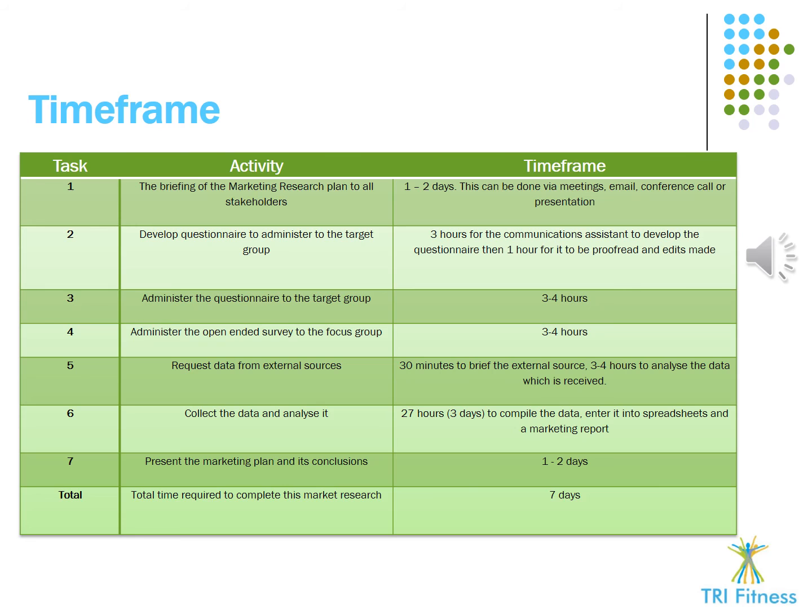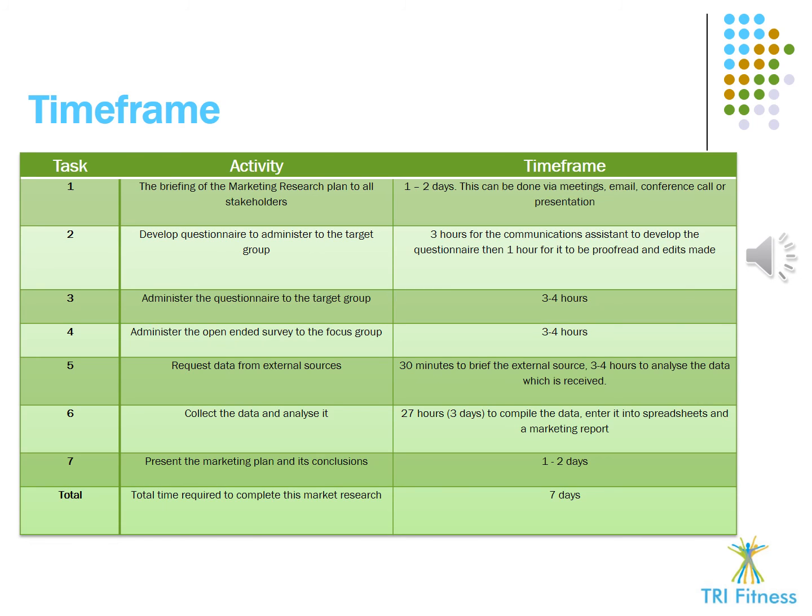Task number 2, develop questionnaire to administer to the target group. This will take 3 hours for the communications assistant to develop the questionnaire, then 1 hour for it to be proofread and edits made. Task number 3 is administer the questionnaire to the target group. This will take roughly 3 to 4 hours. Number 4, administer the open-ended survey to the focus group. Again, this will take roughly 3 to 4 hours.